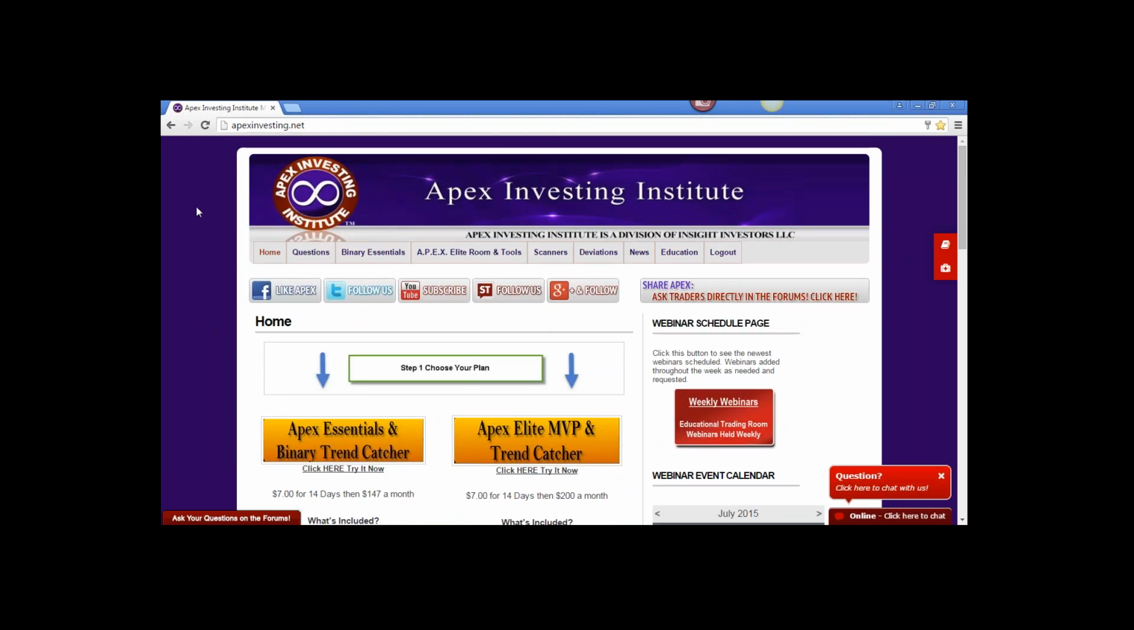Next thing you want to do, hop on over to apexinvesting.com. There'll be a tab there that says join free now. All you've got to do is create a free username and password, and that will give you totally free access to our website. Once again, a lot of information on our site. Don't get overwhelmed by all of it.